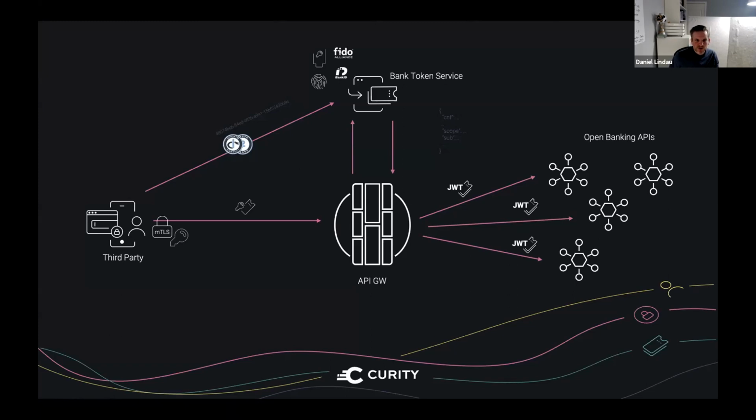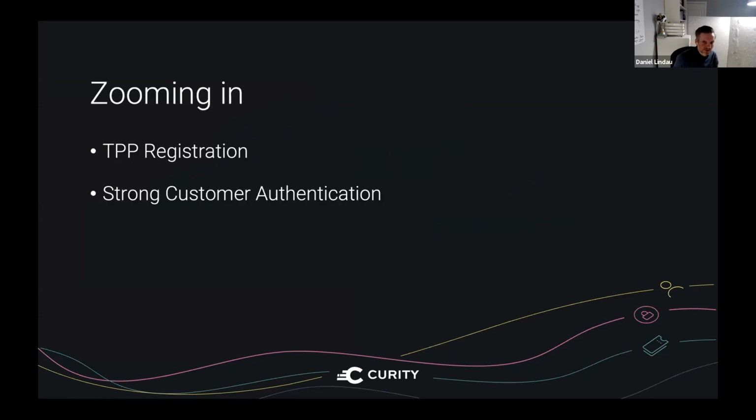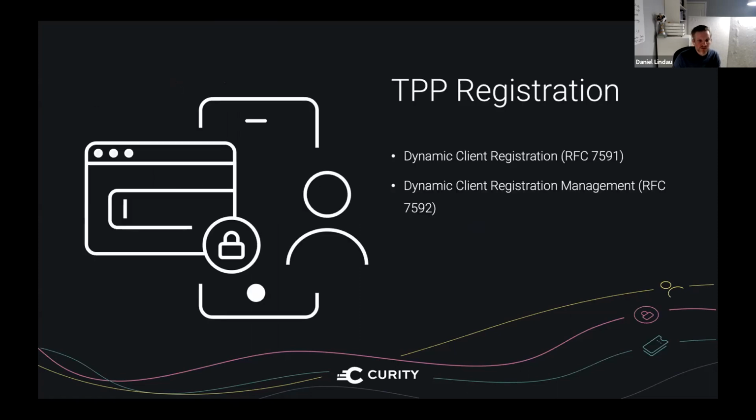I can't go into all of the details of this picture, but I thought I'd zoom in on some key features here that you might want in your platform to be able to get to this stage. And the two we're going to look at today are the TPP registration, the third-party registration, and the strong customer authentication. Let's look at how we can do that in a good way. So first of all, the registration.